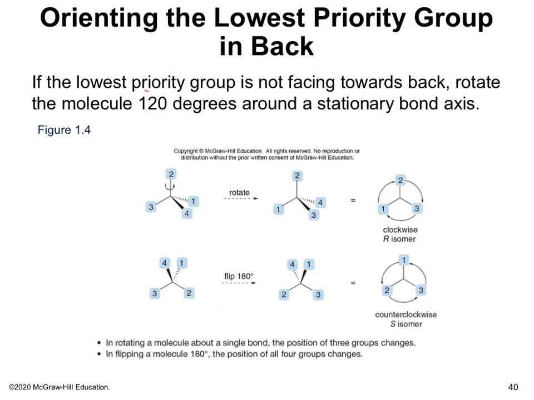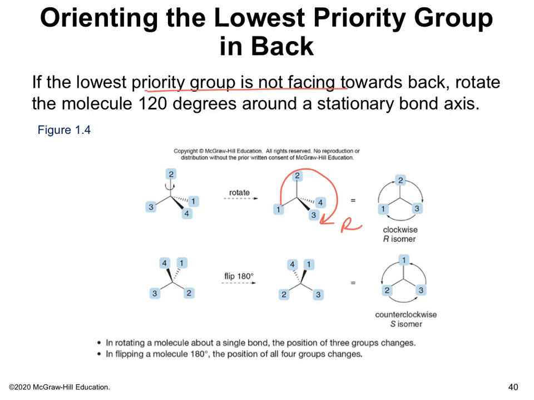Now, they're going through this thing: what if your lowest priority is not facing away from you? Technically, this is where you could have models and you would actually take your lowest priority and you would hold it in the back, and then you would connect your 1, 2, 3 priorities. And then of course that would be R, and that's really how you figure it out.